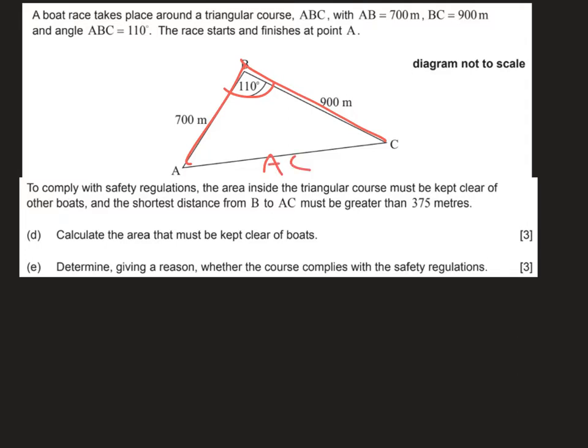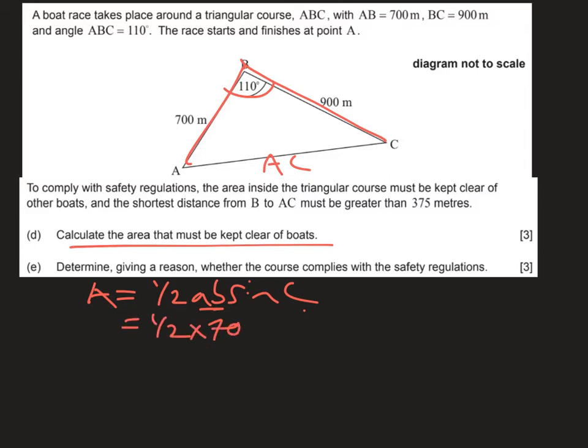And the other one we mentioned was how to find the area of a triangle using the sine rule. And no surprises, part D here asks us to find the area of this triangle. So the formula for the area of a triangle using trig is half ab sine C, where a and b are the two lengths either side of the angle in the middle, C. So here that's going to be half times 700 times 900 times sine 110, which is going to give us an answer of 296,003 meters squared.